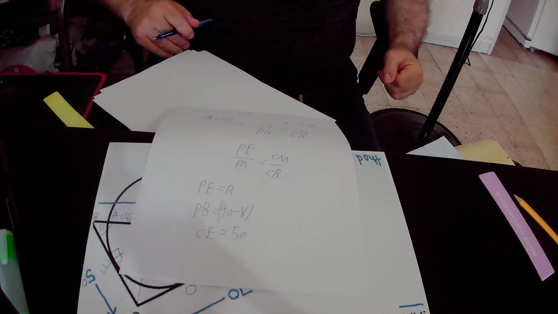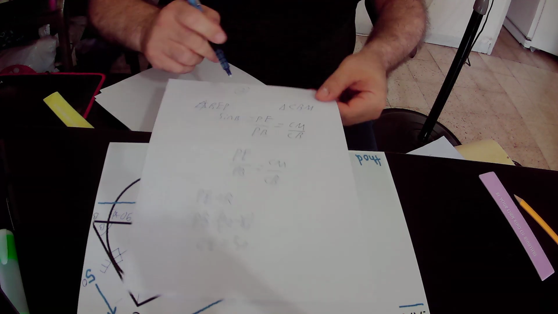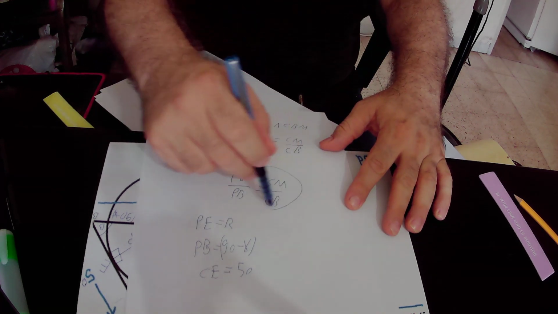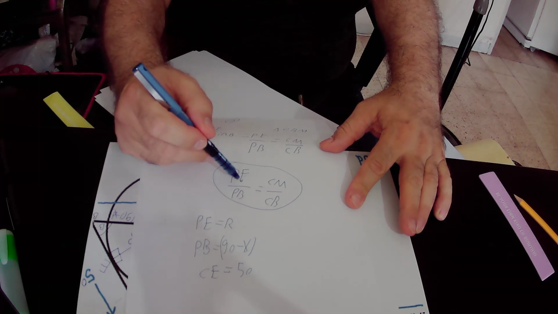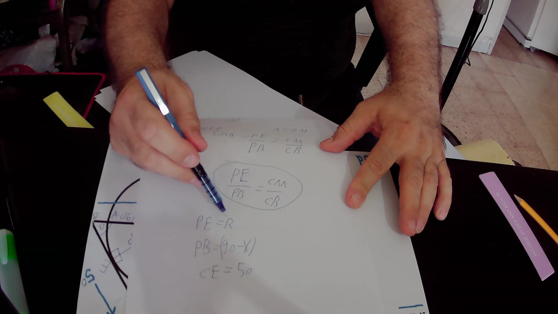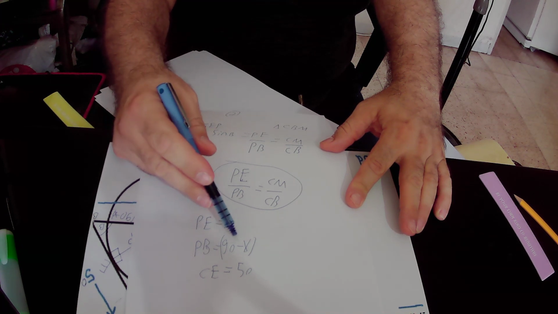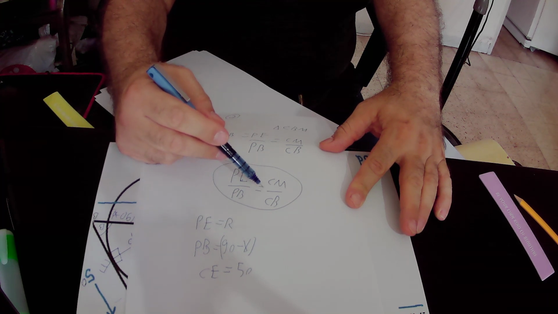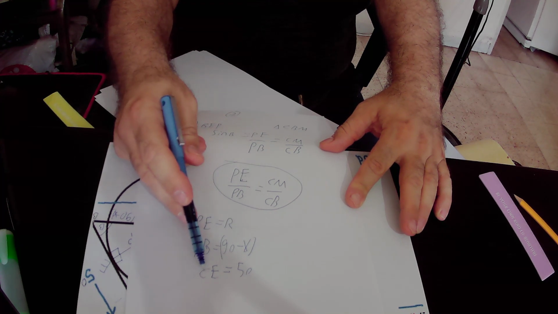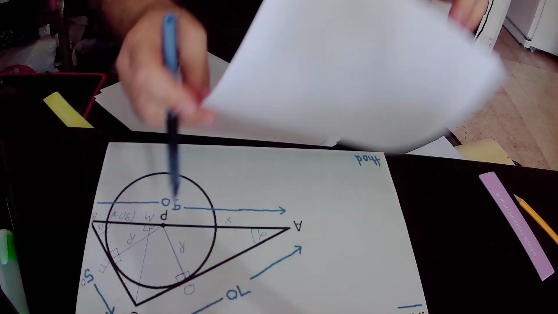So we can actually, in this equation, substitute PE by R because PE equals R. We can substitute PB by 90 minus x because PB equals 90 minus x. And we can substitute CE by 50 because CE equals 50. Okay, so we'll do it now.